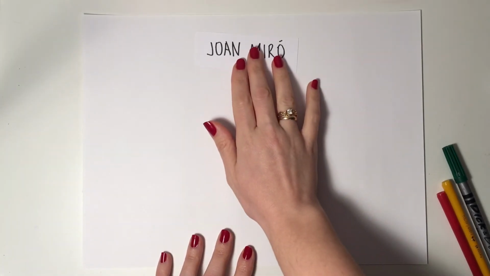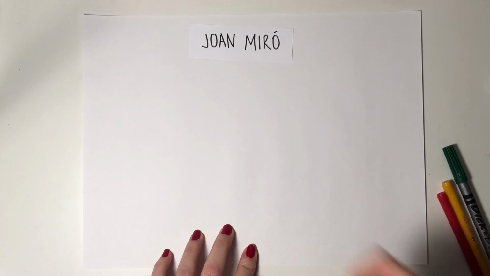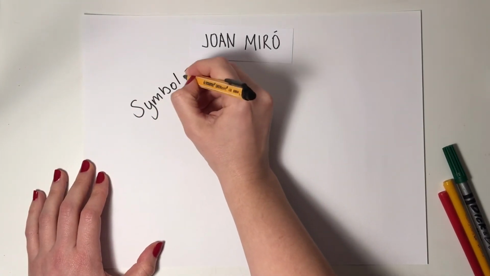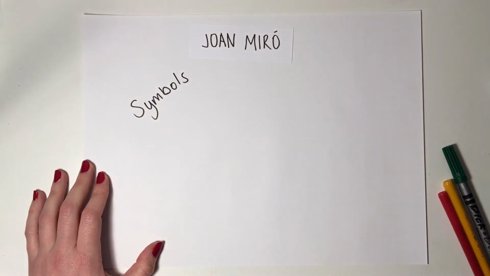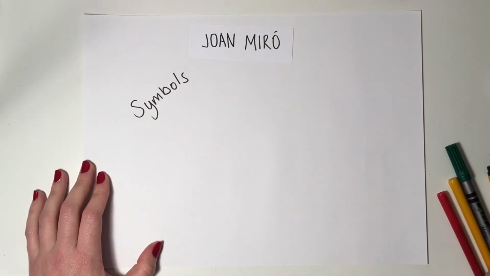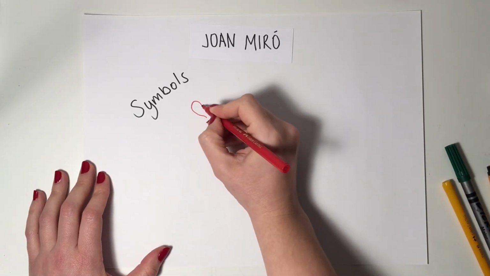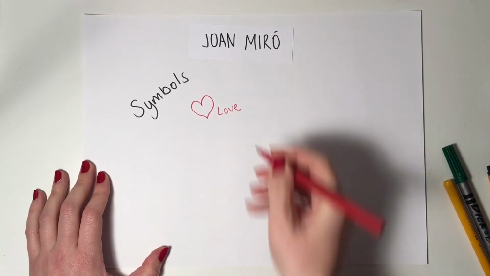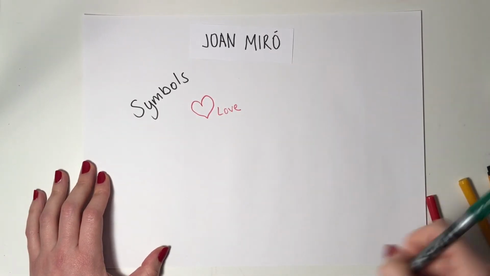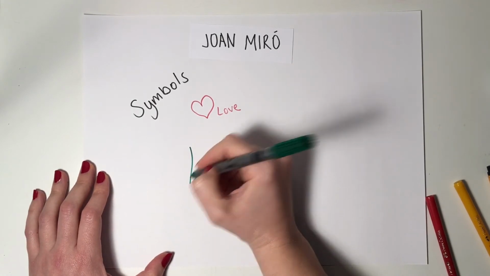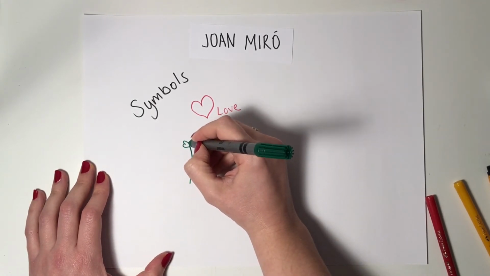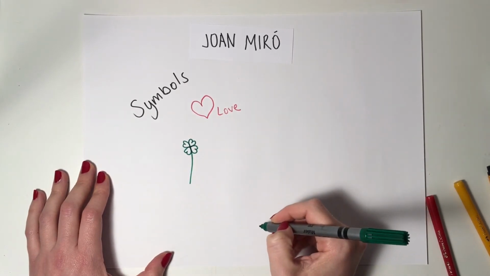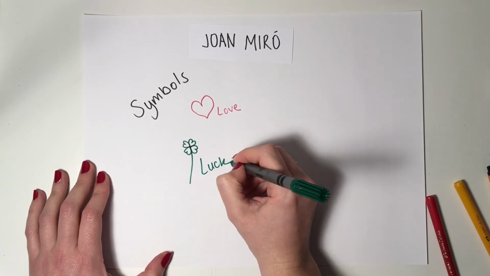Let's talk about symbols a little bit more. So, do you know any universal symbols? It means something. Let's look at this one. What does this mean? Of course, love. What about this one? Do you know this symbol? It means luck.